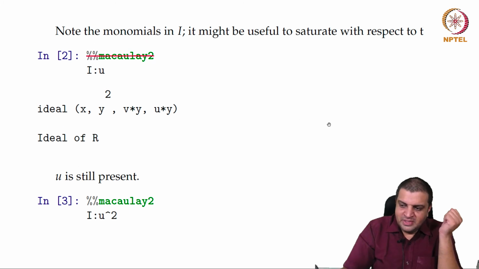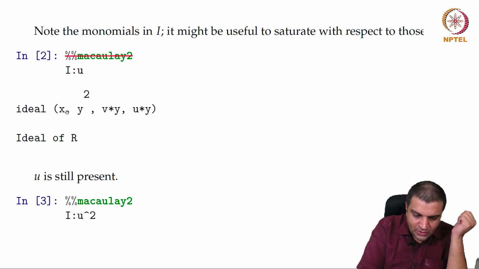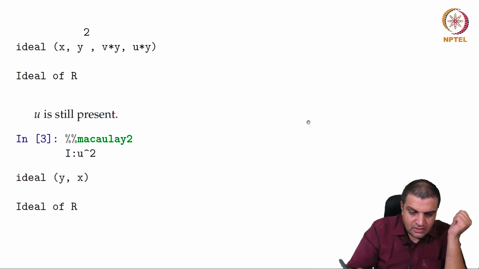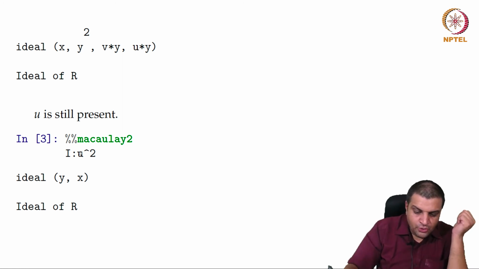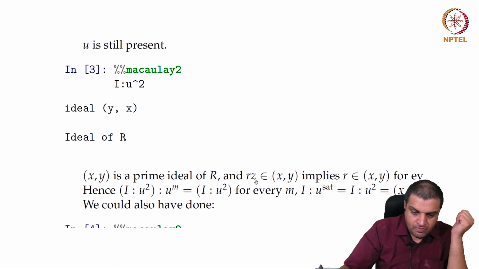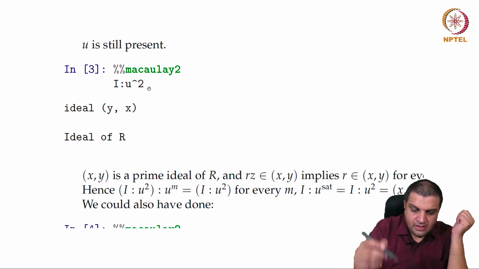Before we saturate, we just do I:u. If we do I:u, we get this thing. So there's still a u, so this is not the saturation. So let's do I:u squared. Okay, so I:u squared here.